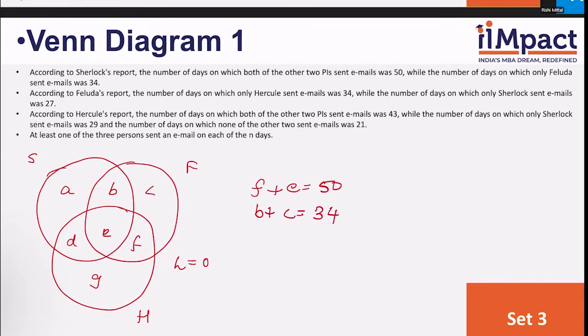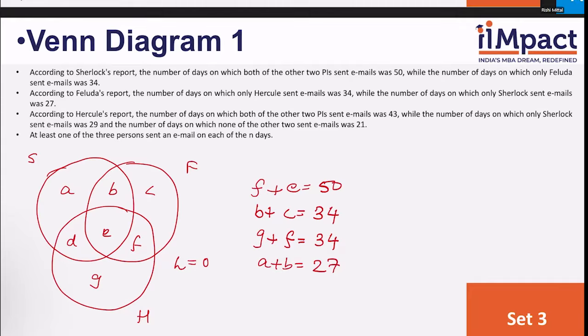According to Feluda's report, the number of days on which only Hercule sent emails was 34. So only Hercule, according to Feluda's report. So G plus F is equal to 34. While the number of days on which only Sherlock sent emails was 27. So A plus B is equal to 27. I hope this is straightforward.